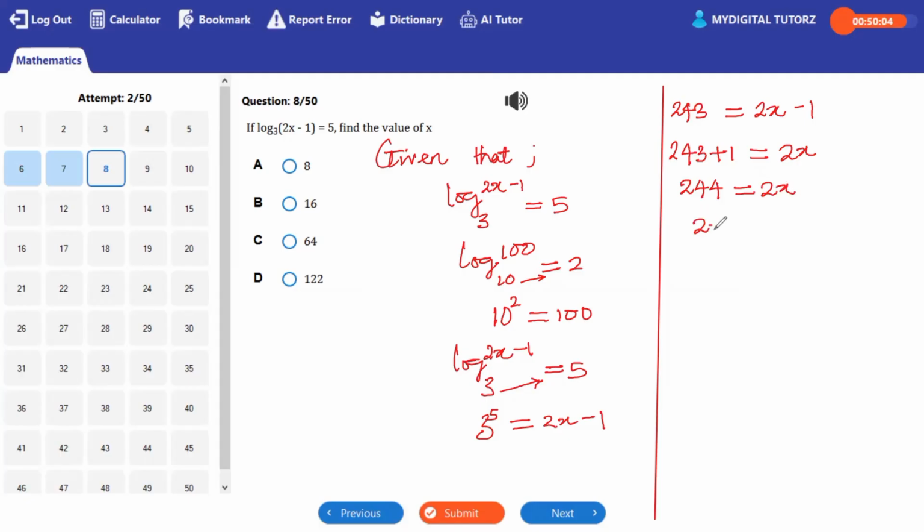So I can just say 2x is equal to 244. Now divide both sides by 2. These 2, we chop these 2. So I have x equal to 244 all divided by 2. Therefore, x is equal to 244 divided by 2. That will give us 122. I hope this is understood. That is about question 8. So, moving on.